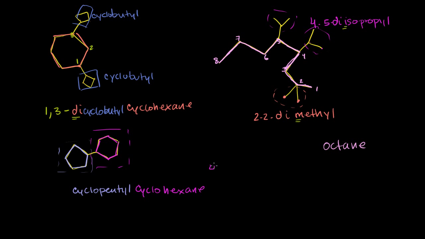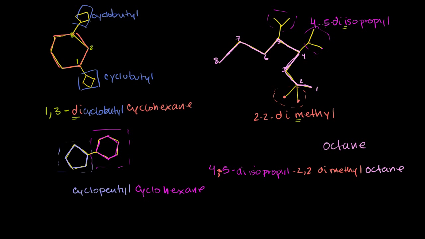So if we were to write the whole thing, this is going to be 4,5-diisopropyl-2,2-dimethyl. Actually, this should be a comma here: 4, comma 5. Let me scratch that out. 4,5-diisopropyl-2,2-dimethyloctane. And we're done. But this was just the common name.